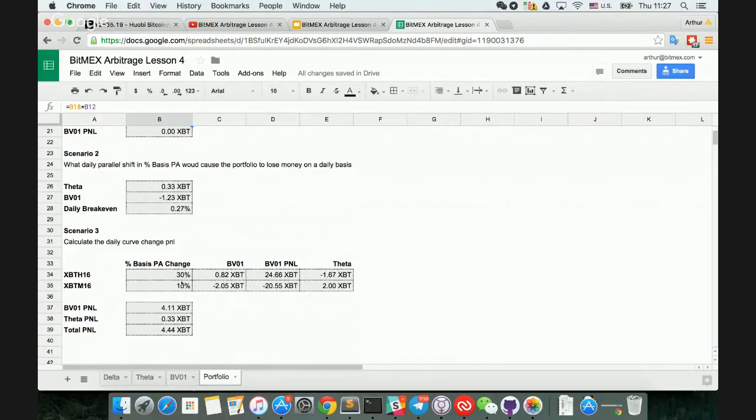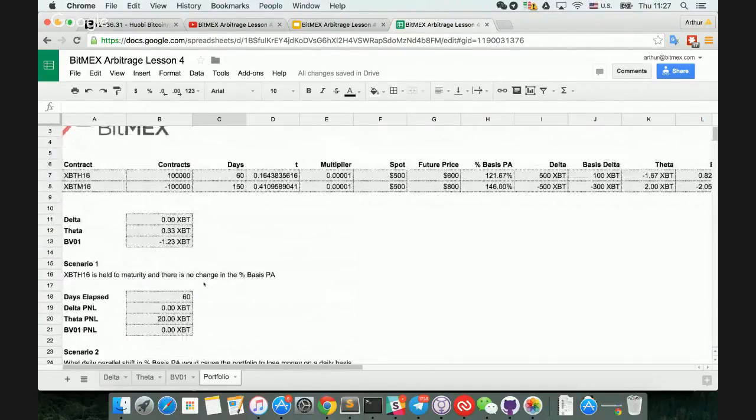And the way that you determine that threshold is by taking a look at the interplay between your BVO1 and your theta P&L. Now, there aren't any super easy tools to do this. However, you can basically model these quite easily by just constructing your simple contracts: days to expiry, multiplier, spot price, futures price. And then you can stress your portfolio in different ways.